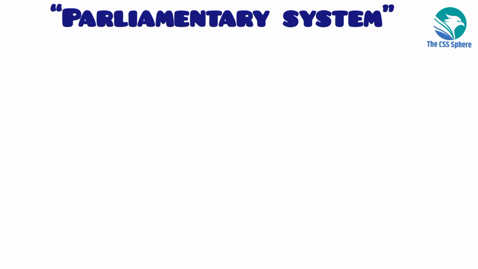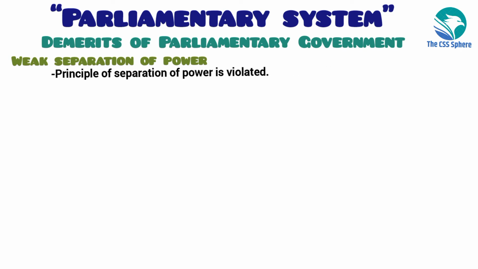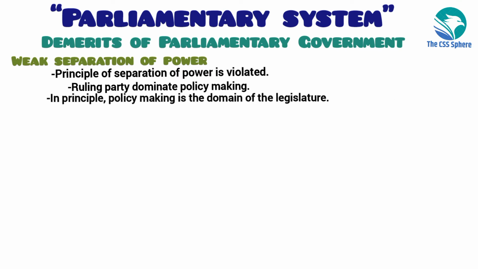Now let's move toward the demerits or defects of the parliamentary system of government. Weak separation of power. In parliamentary system, the principle of separation of powers is violated. As the ministers are the members of the ruling party or the coalition, they dominate policy making, though, in principle, policy making is the domain of the legislature.